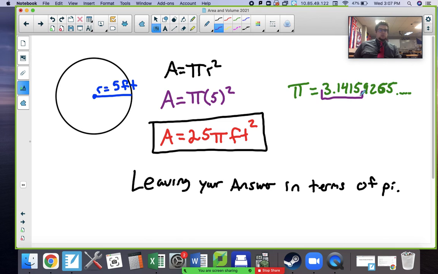So using these ones is pretty accurate, even more accurate, but using the pi symbol is an exact answer, and that's what we want. We want the exact answer.